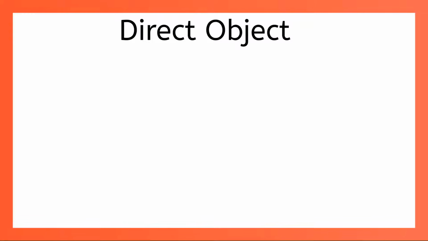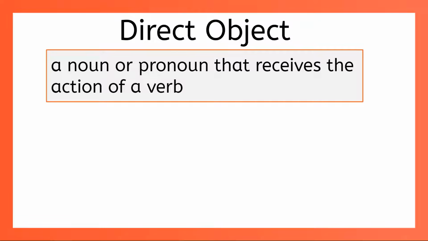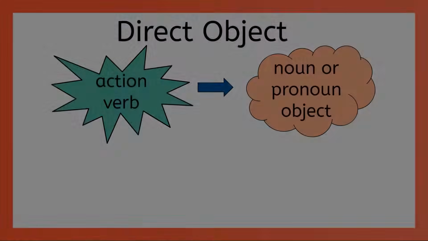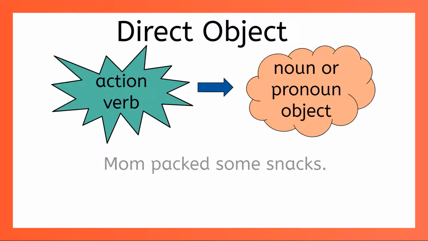And then you learned about the direct object. That is a noun or pronoun that receives the action of a verb. Since the direct object is receiving action, the sentence must have an action verb that acts upon a noun or pronoun object. So when I tell you that Mom packed some snacks, you can see that the action packed was done to the snacks. So that makes the noun snacks the direct object.